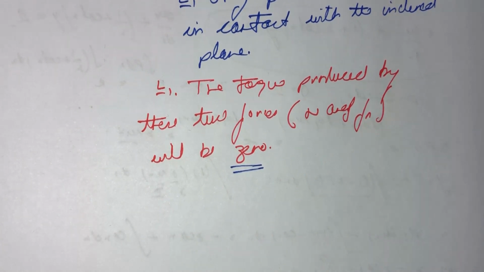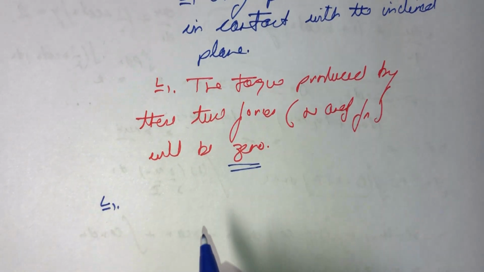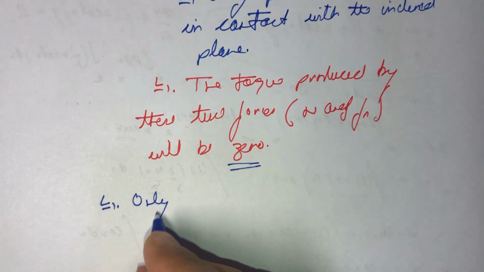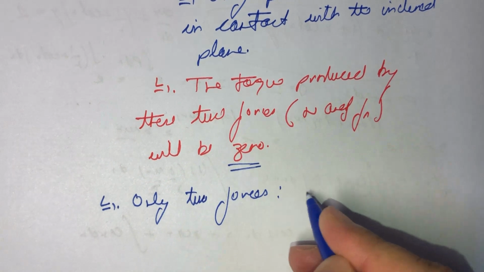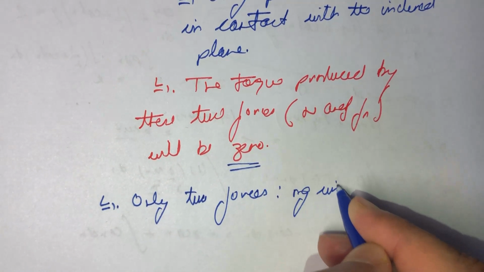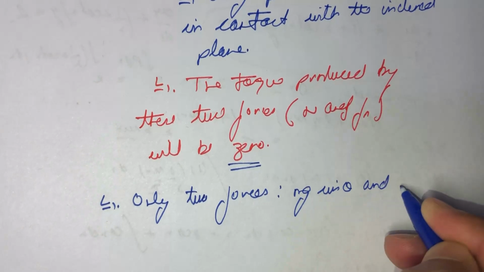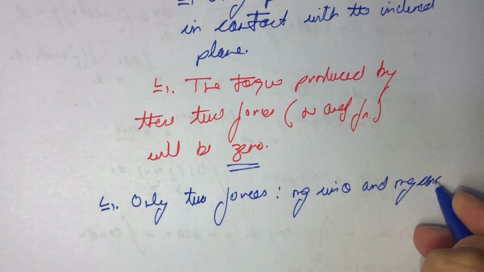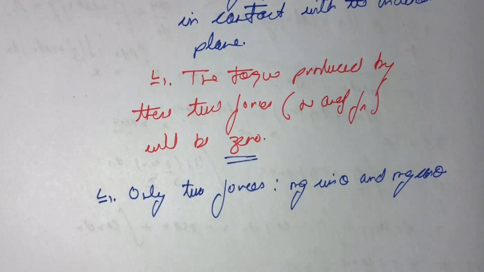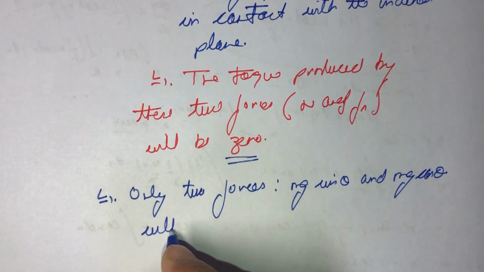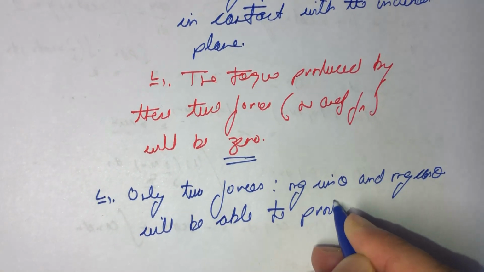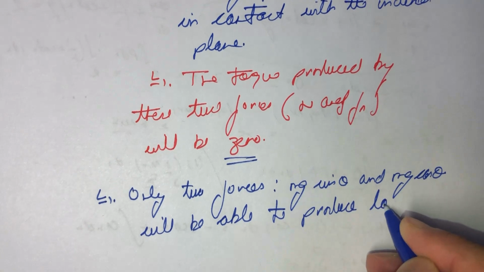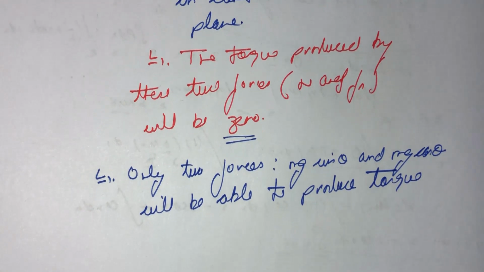So you can draw the conclusion that only 2 forces, mg sine of theta and mg cos of theta, will be able to produce torque about the center of mass.